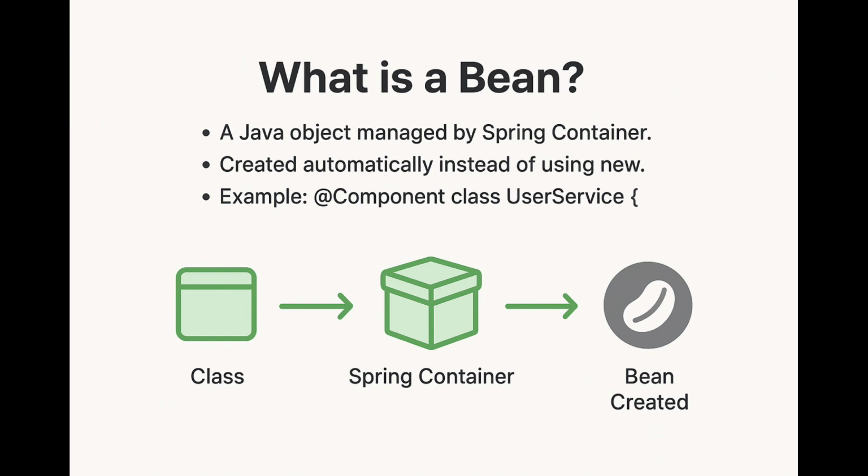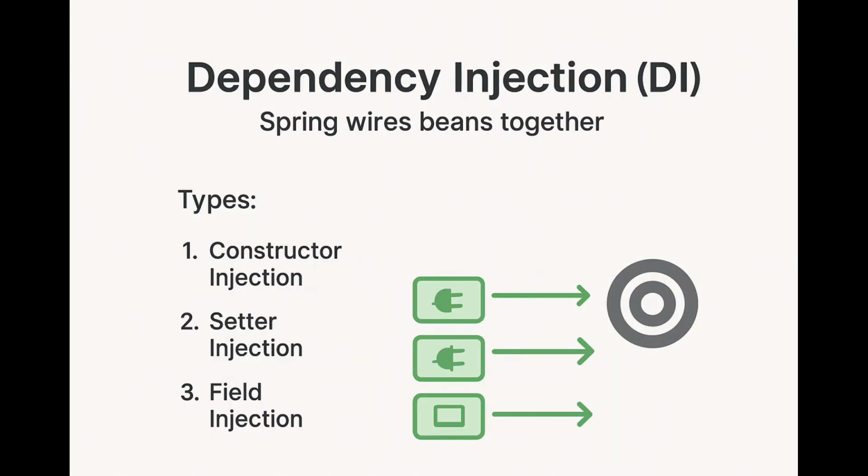Bean creation. Everything in Spring starts with a bean. A bean is simply a Java object, but instead of us creating it with new, Spring's container manages it. When we mark a class with annotations like @Component, Spring takes that class, creates a bean, and keeps it ready for us to use.